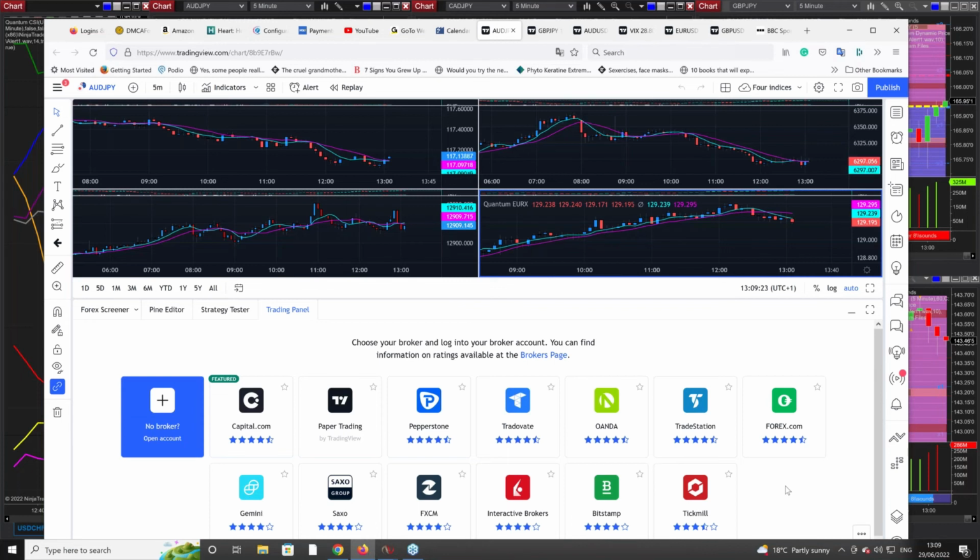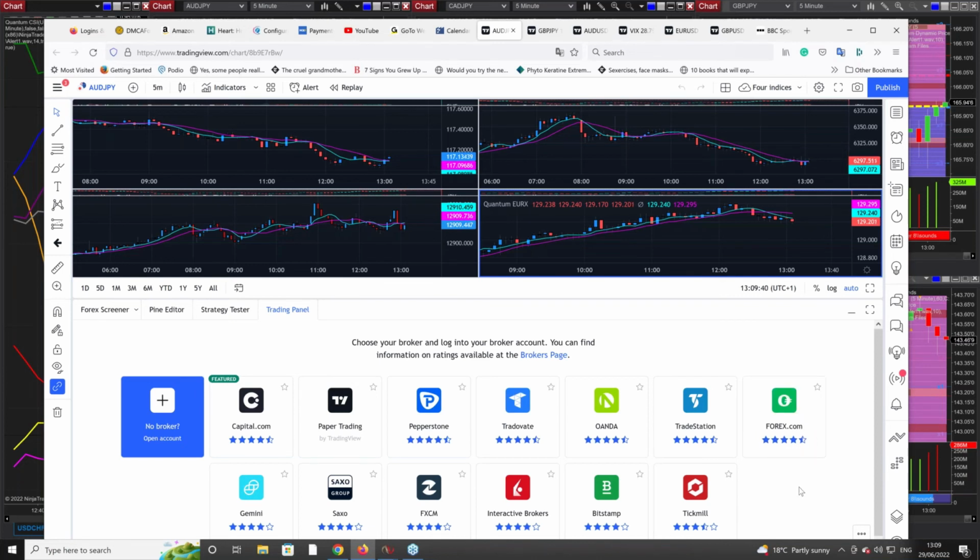Very low risk trades, micro lots only, very, very small numbers, basket trading primarily, very simple stuff. It's not sophisticated. It's very simple and much longer term.